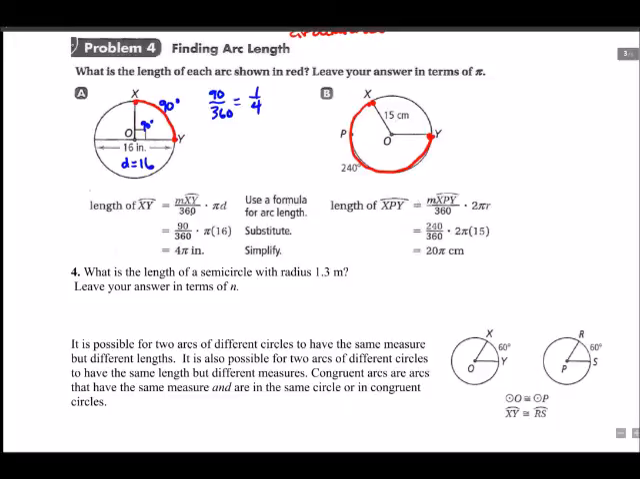So if you look at this as 1/4 times 16 over 1, and then times pi, because 90 over 360 is 1/4, that's where this 4 comes from.